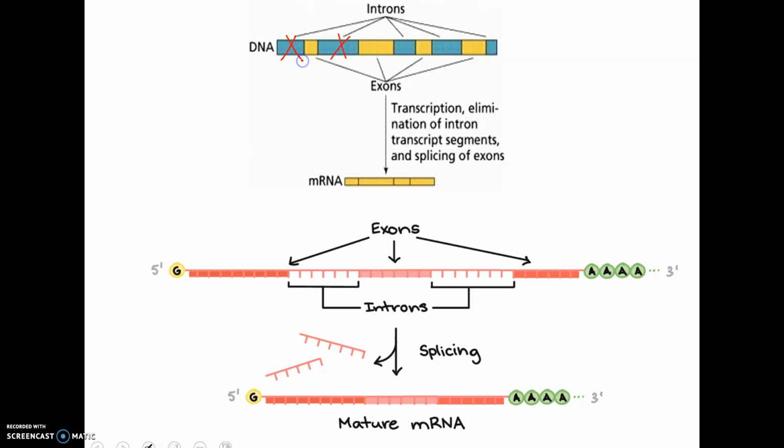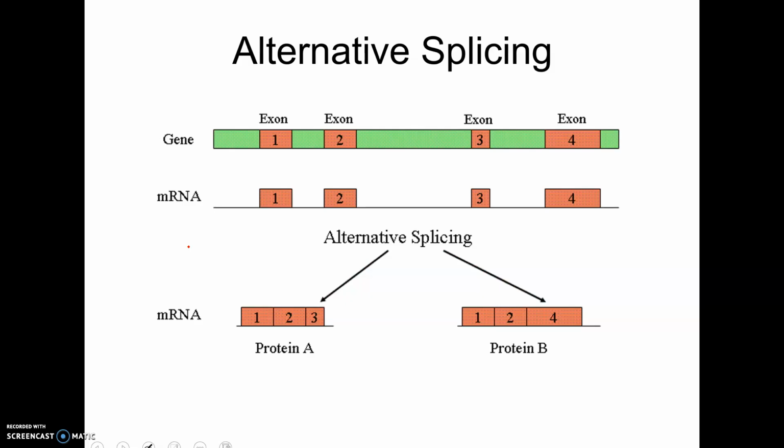So introns are going to get cut out of this primary mRNA. This is a DNA, but it would have made all of this into RNA. The introns will get removed, and then the exons will get spliced together. This picture shows it also. It's showing how the introns are removed here, and the exons are spliced together. This is the poly A tail, and this is the 5' cap. Okay, so let's talk about alternative splicing.